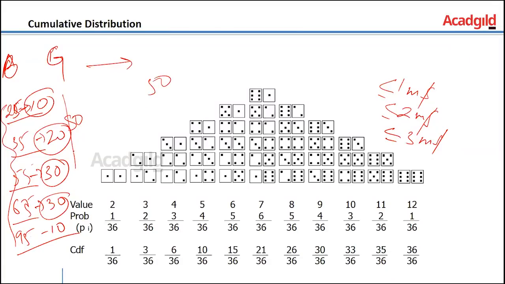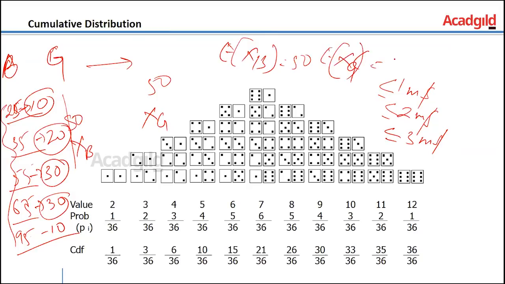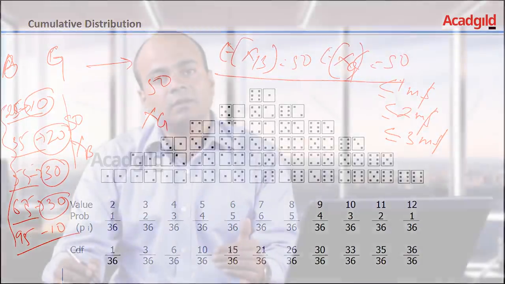So my first random variable is, say, X sub B, the marks got by the boys. And the second random variable is X sub G, the marks got by girls. So the expected value or mean of the boys' marks is 50, and the expected value of X sub G, or mean of the girls' marks, is 50. Okay. Now, does it capture all the information?